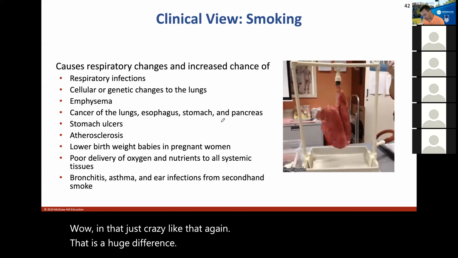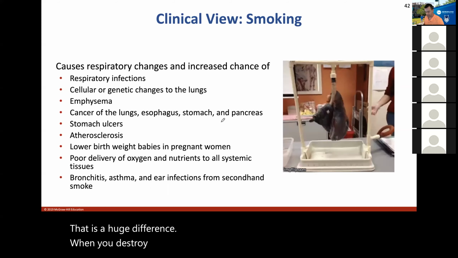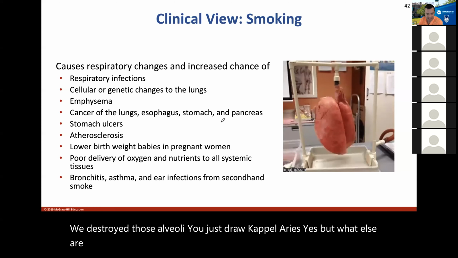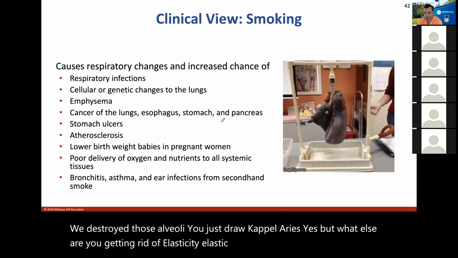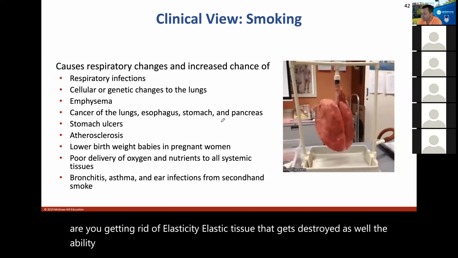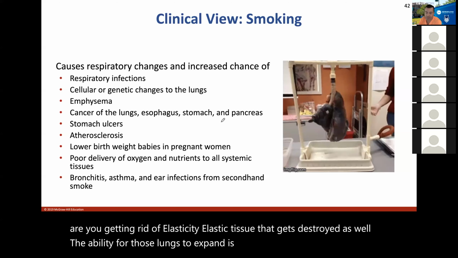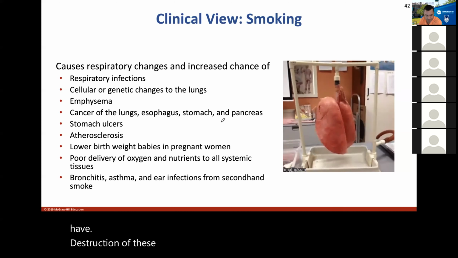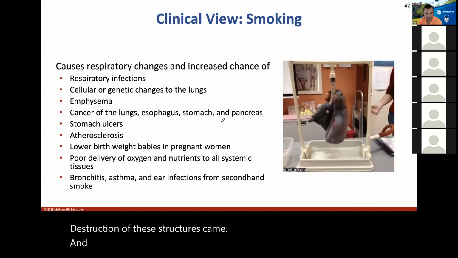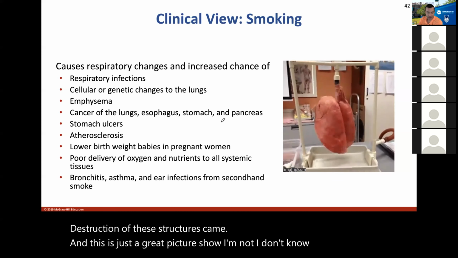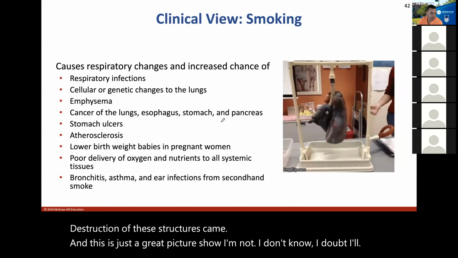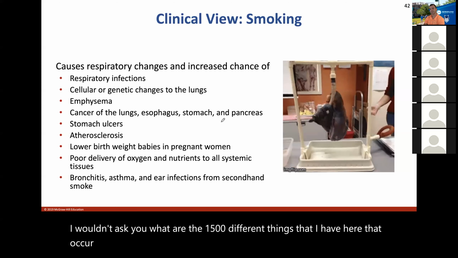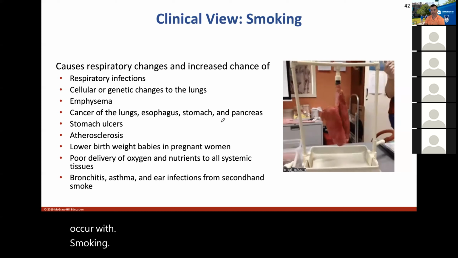When you destroy those alveoli, you destroy capillaries. Yes, but what else are you getting rid of? Elasticity, elastic tissue gets destroyed as well. The ability for those lungs to expand is drastically diminished when you have destruction of these structures. Okay. And this is just a great picture show. I wouldn't ask you what are the 1,500 different things that I have here that occur with smoking and some potential causes.